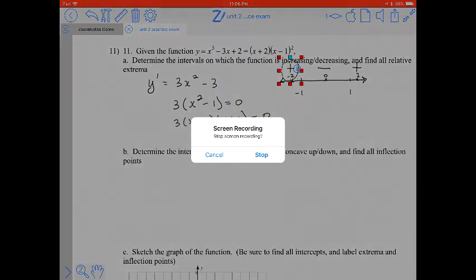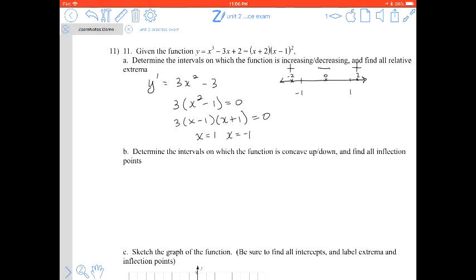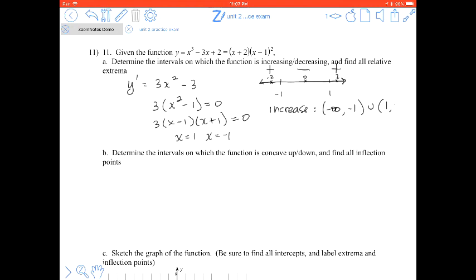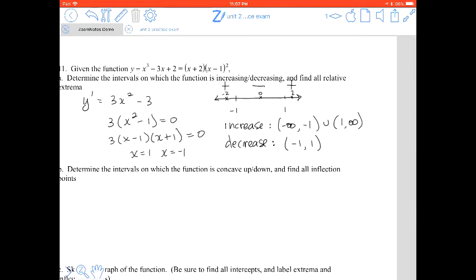So this positive sign here indicates that on this interval the function's increasing, and also that positive sign indicates the same thing. So the function increases on the interval -infinity to -1, and also 1 to infinity. Similarly, it decreases on the interval -1 to 1. It also wants us to find extreme values.